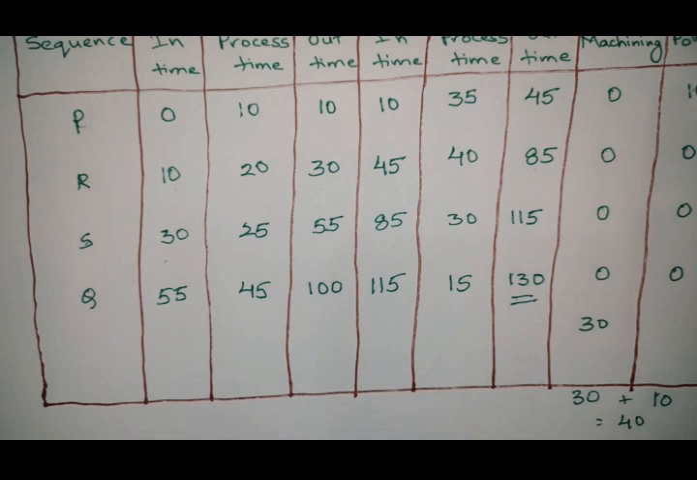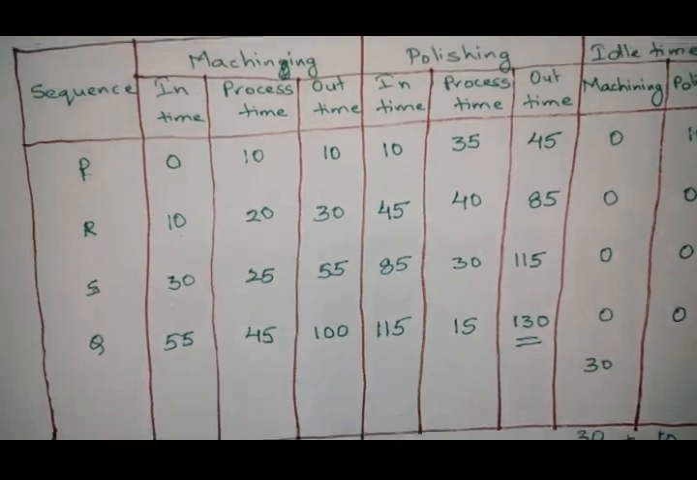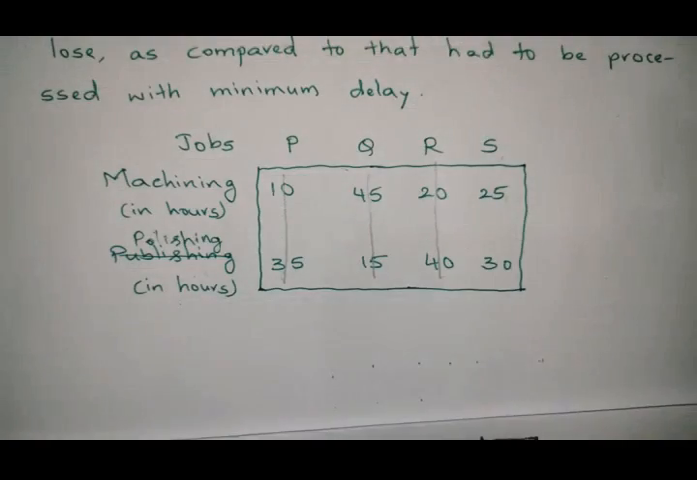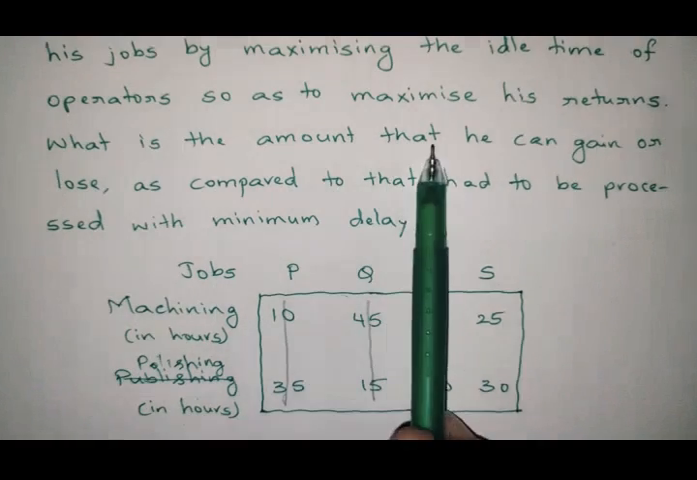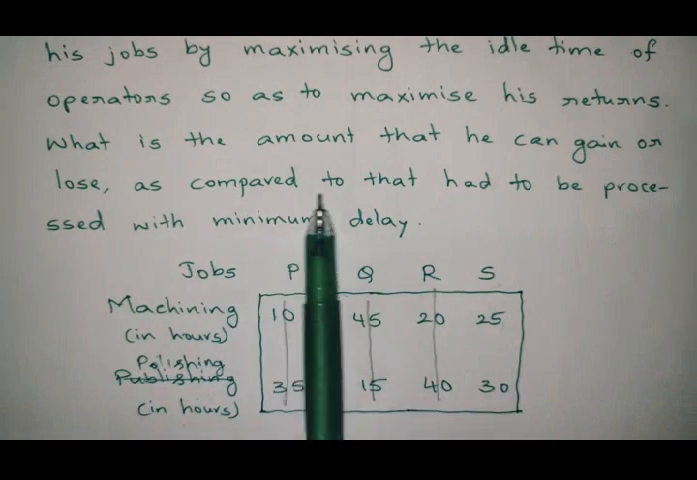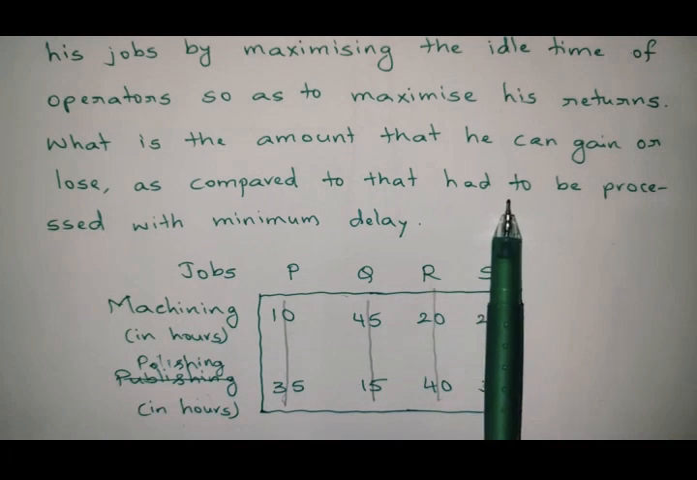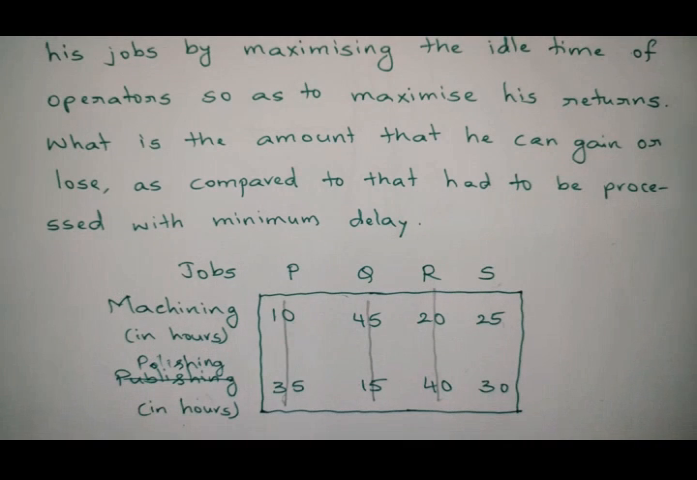Now he is asking us to find the difference. What is the amount that he can gain or lose as compared to the job being processed with minimum delay? So if he delays more, whether he gets a gain or loss, and if he gets a gain, how much will he gain? He is asking that one. So now let us find that.